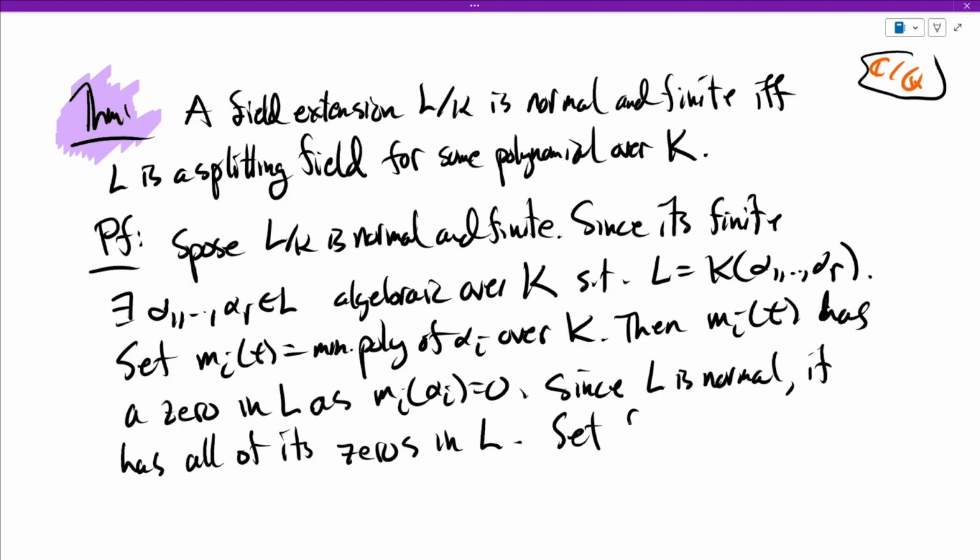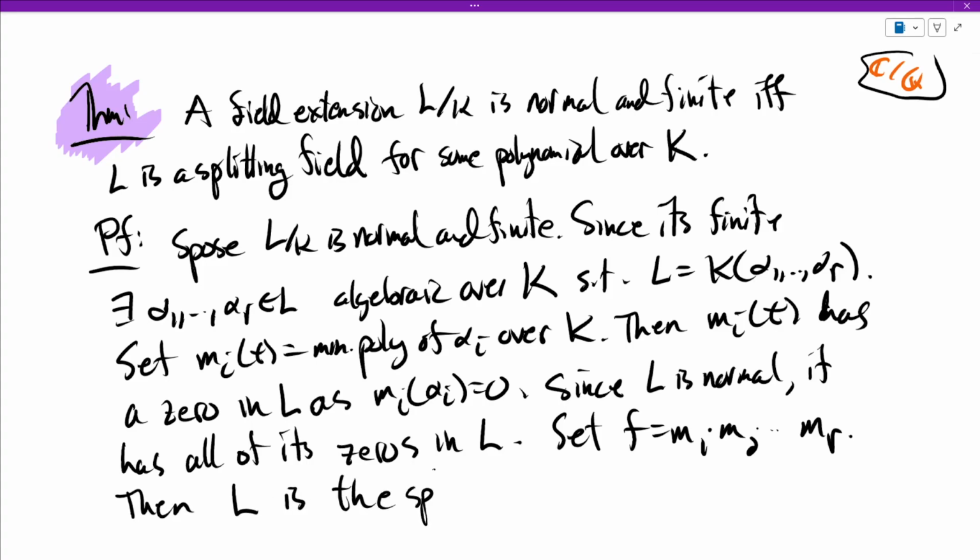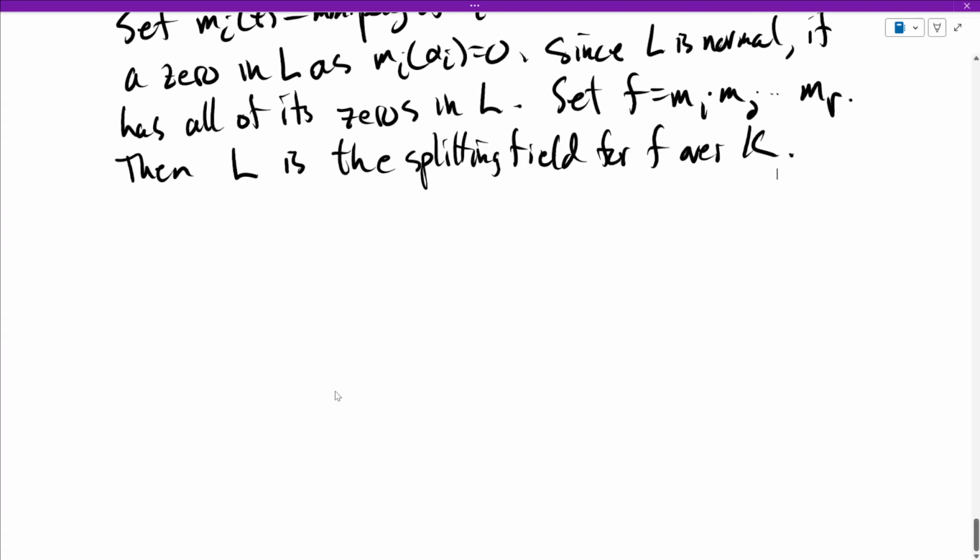Okay, let's set f to be the product of the minimal polynomials. Then L is the splitting field for f over K, because L is obtained by adding in some of the roots of f, but when you add in some of the roots, you add in all of the roots because it's normal. So L is the splitting field for f over K. Cool, so that's the forward direction. The forward direction is the easy direction. The reverse direction will be some work.